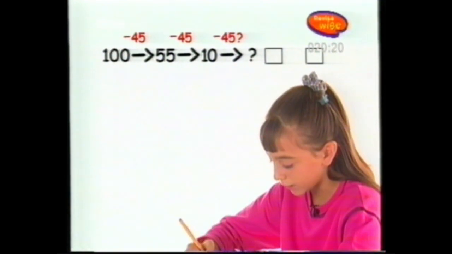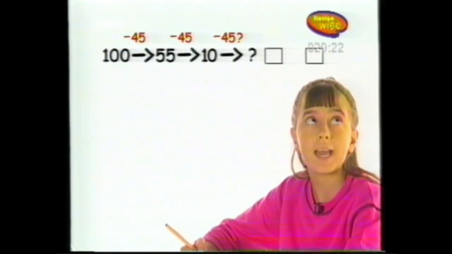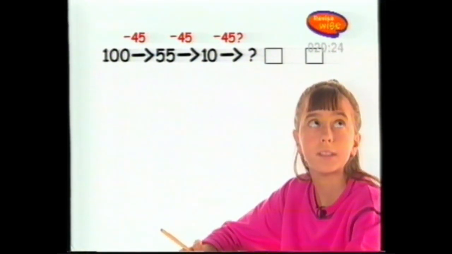So 10 minus 45 is, oh, I've got to be careful here, we're going into negative numbers. Well spotted. Let's hold it there and look at an easier number sequence with some negative numbers, like this.